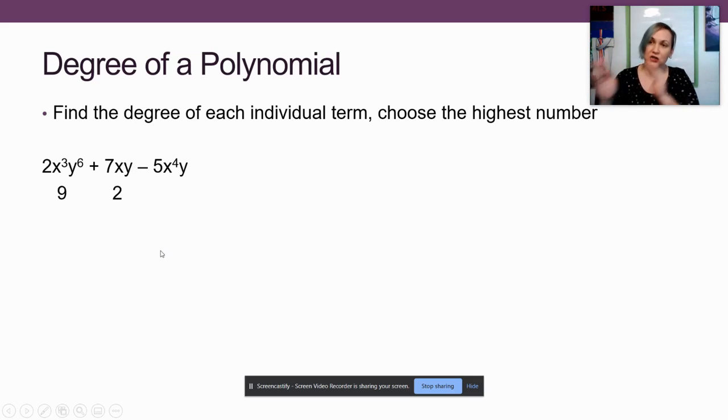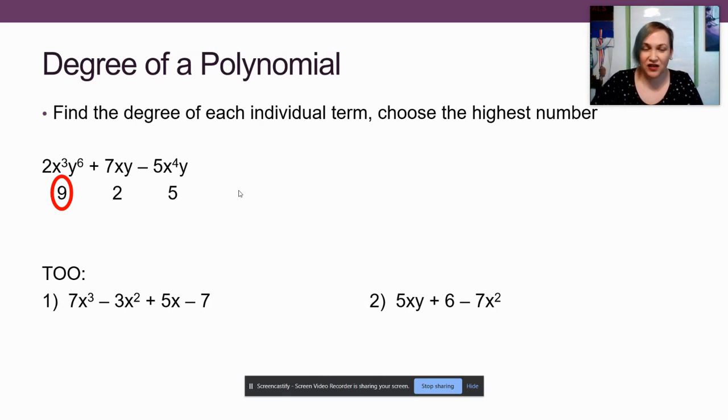Again, we're looking at each individual term. For our last one, I add together the 4 from the x with the invisible 1 from the y, and 4 plus 1 is 5. Now I have 3 numbers to choose from, and I just need to choose the biggest one, which is 9. So the degree of this polynomial is the number 9. That's our final answer.